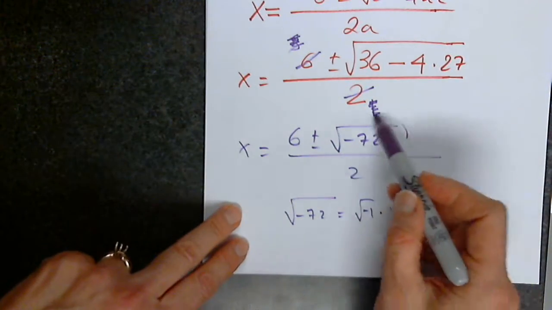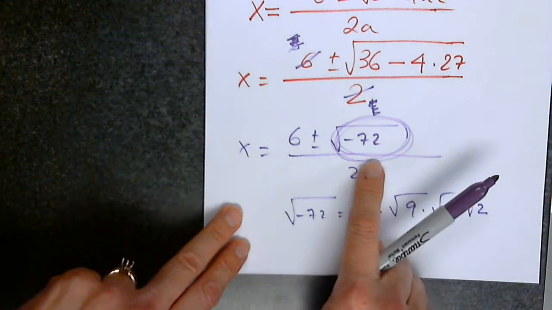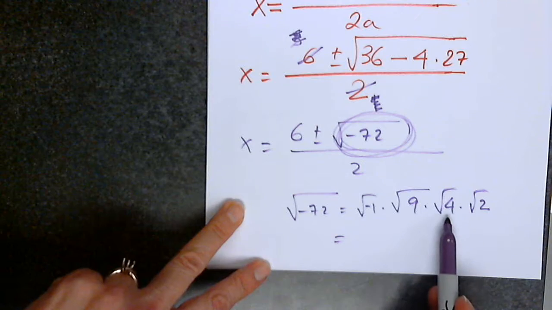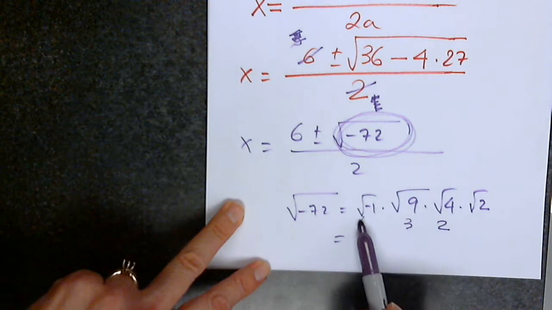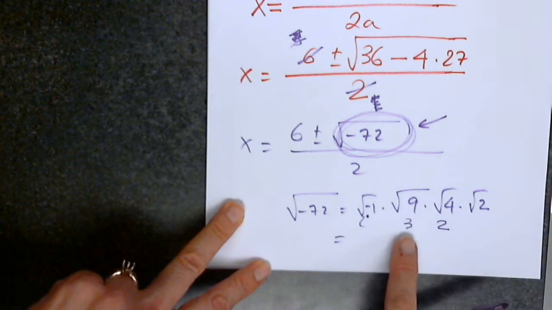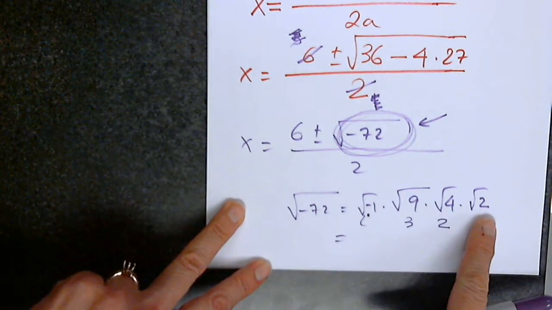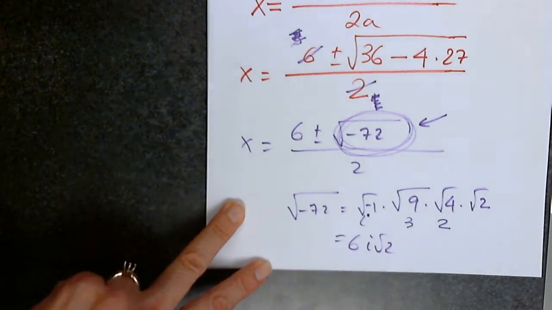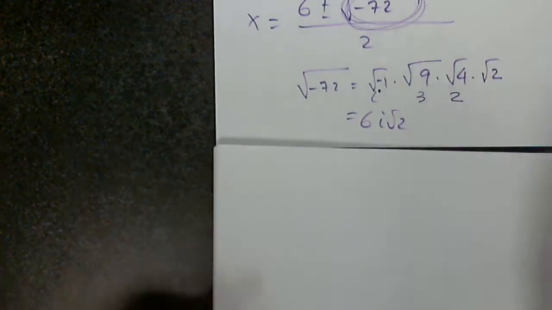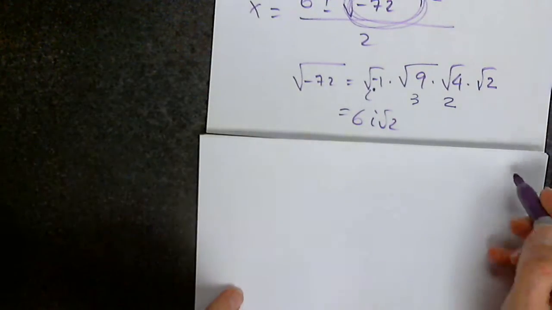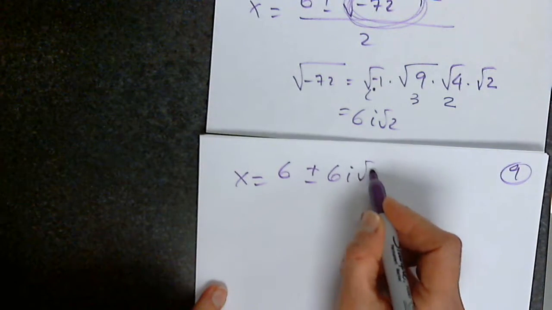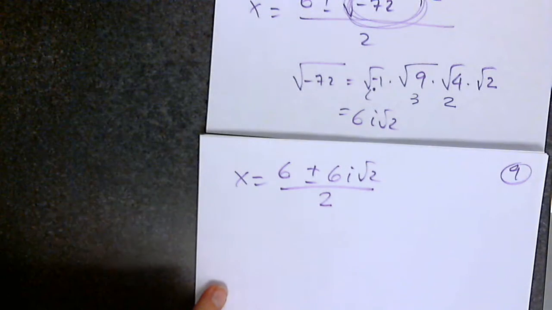So then what do I replace this by? Just this piece. I have a 3, I have a 2, I have an i. So what is this replaced by then? 6i, the square root of 2. Awesome. 6i, the square root of 2. So let's continue. Remember, we have to get the same answer, and we're not there yet. One more step. So then x equals 6 plus or minus 6i, the square root of 2, divided by 2.